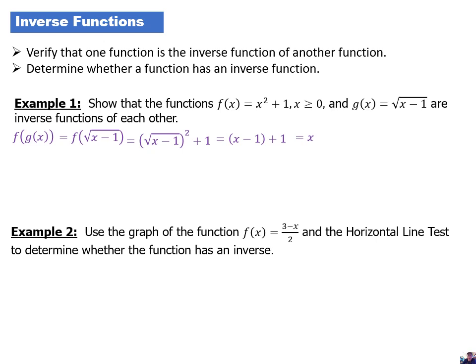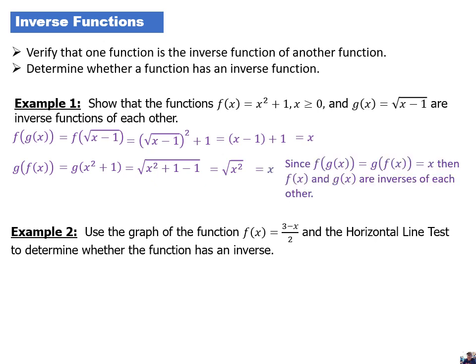So far we're on a good start. Now do the other composition, g of f of x. So equals g of x squared plus 1, which is the square root of x squared plus 1 minus 1, which is the square root of x squared. The squareds cancel and we get x. Since f of g of x equals g of f of x, both equal x, then f of x and g of x are inverses of each other. You have to show both compositions.